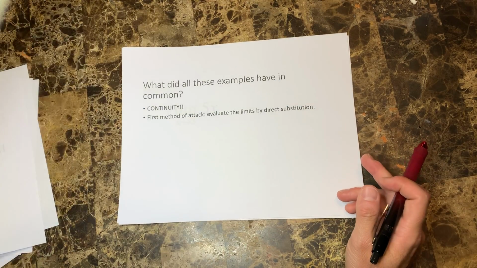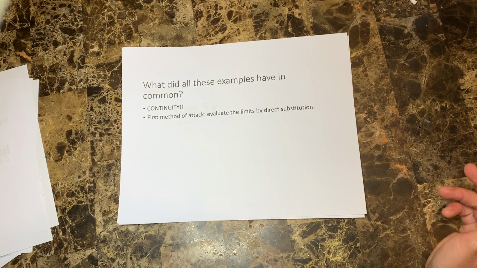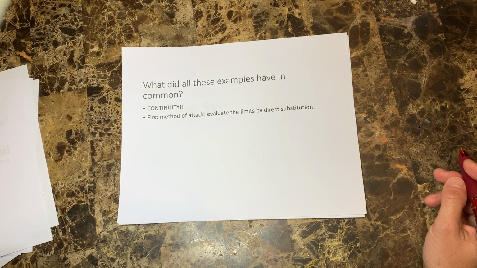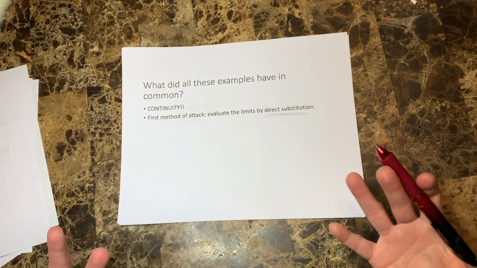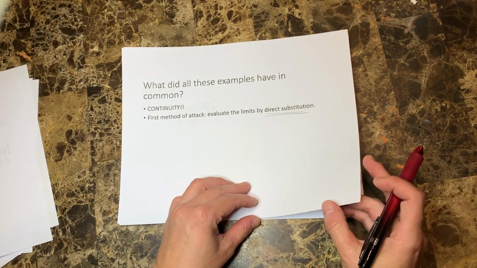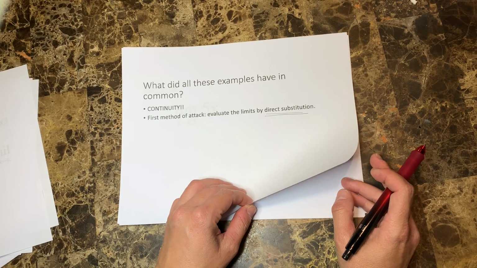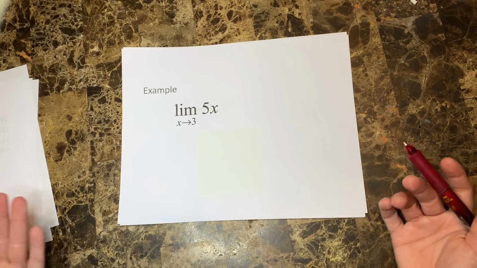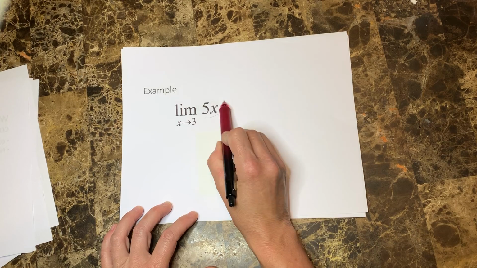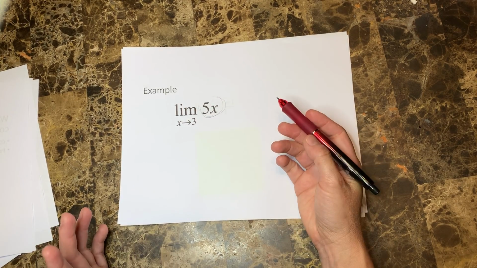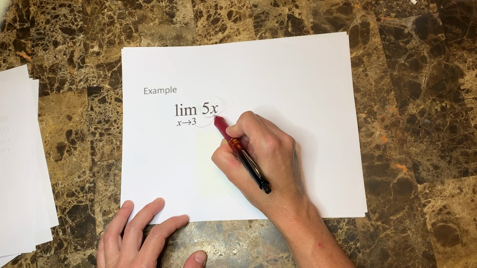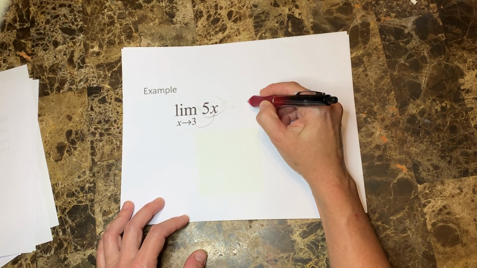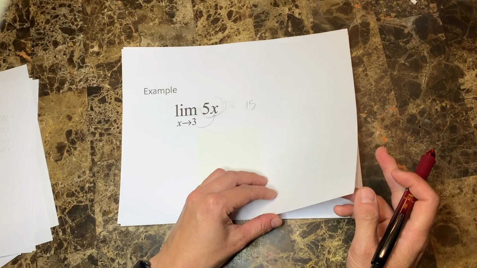Okay, so what did all these have in common? It's continuity, right? If your graph is continuous at the point you're trying to evaluate the limit, then all you have to do, this will be the easier of the two lessons, you just have to do direct substitution. So look at this. I don't have a graph of this, but that's no big deal. I know this is a line. If I did graph it, it would be a line. All I have to do to evaluate this is to plug in 3 in for x. So this limit equals 15.